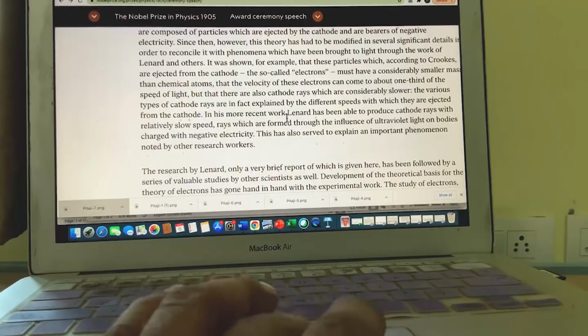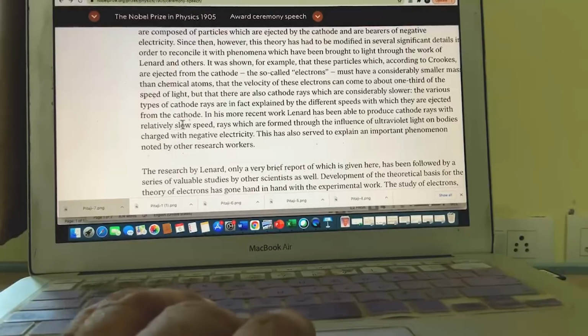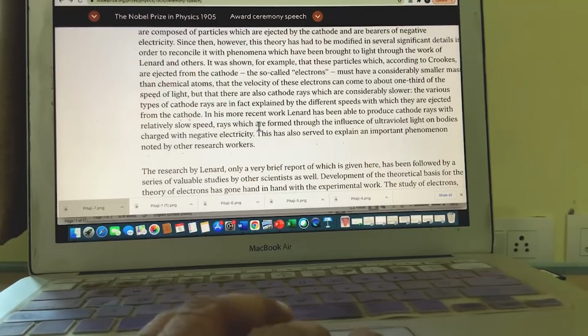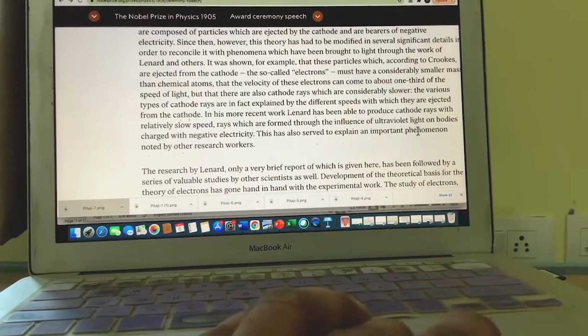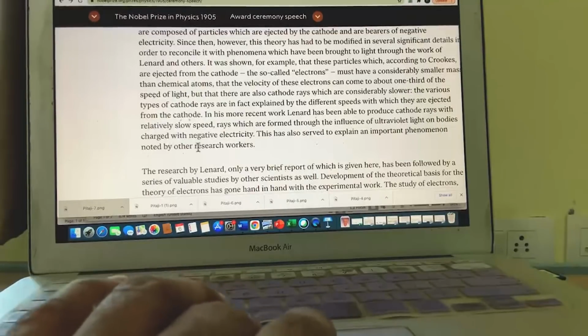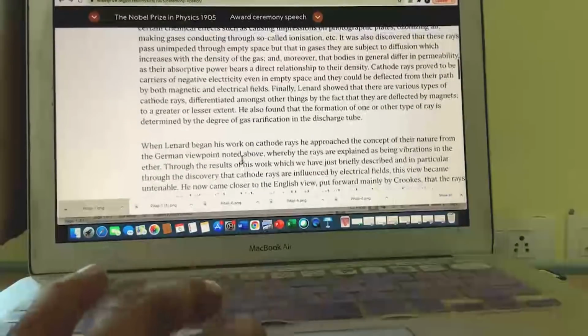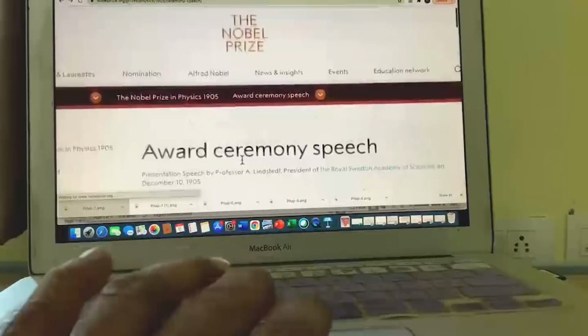In his more recent work, Lenard has been able to produce cathode rays with relatively slow speed, rays which are formed through, cathode rays are just electrons. At that time, cathode rays was the more popular name, which are formed through the influence of ultraviolet light on bodies charged with negative electricity. This has also served to explain an important phenomenon noted by other research workers. So this is the Nobel Prize presentation speech for this Philipp Lenard.